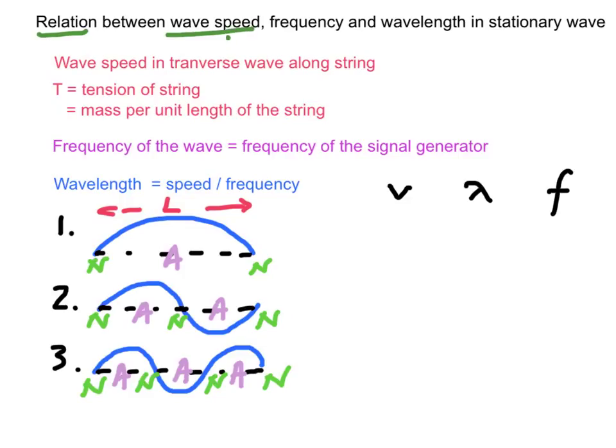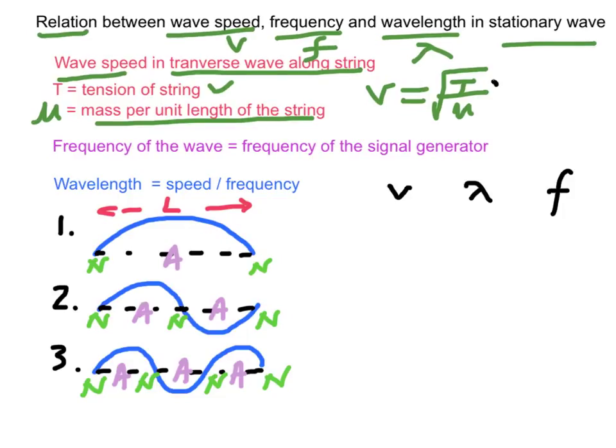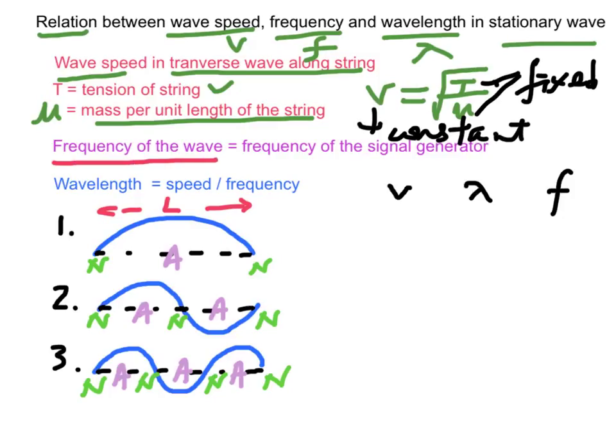The relation between wave speed v, frequency f, and wavelength lambda in a stationary wave. Let the wave speed of the transverse wave along the string be v. It's given that the wave speed is the square root of T over mu, where T is the tension of the string and mu is the mass per unit length of the string. If T and mu are fixed, we have constant speed. The frequency of the wave f is the same as the frequency of the signal generator. Also, wavelength lambda is given by wave speed v over f.